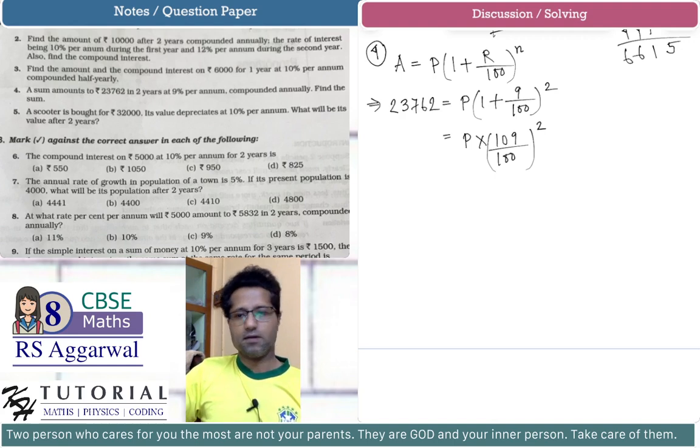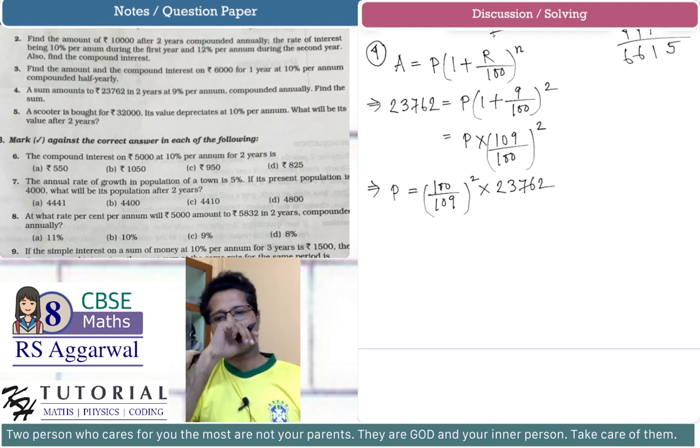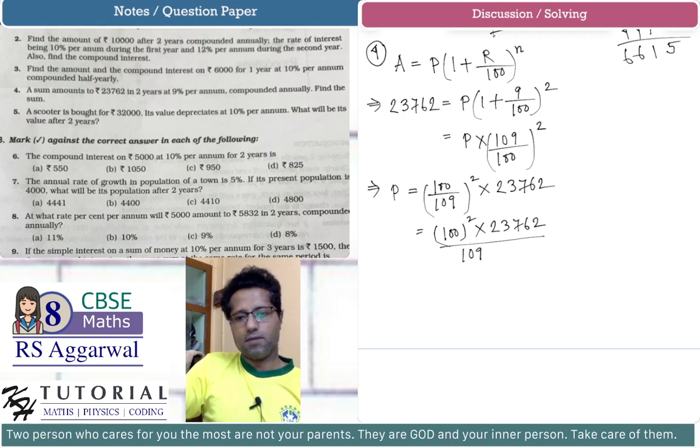We are asked to find the sum. Now this will be a really tedious calculation. P will be 100 squared by 109 squared multiplied by 23762. So this is equal to 100 squared multiplied by 23762 divided by (109 multiplied by 109).